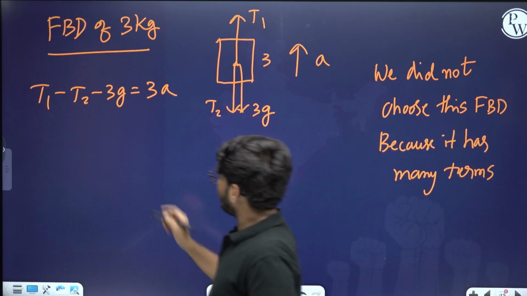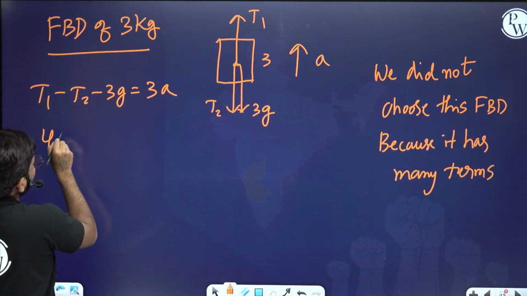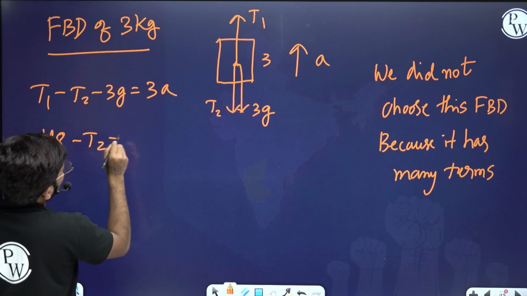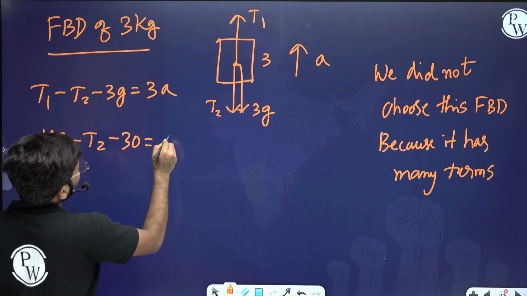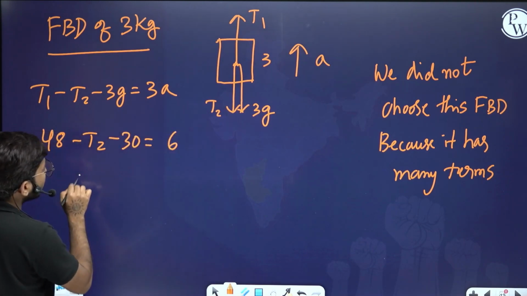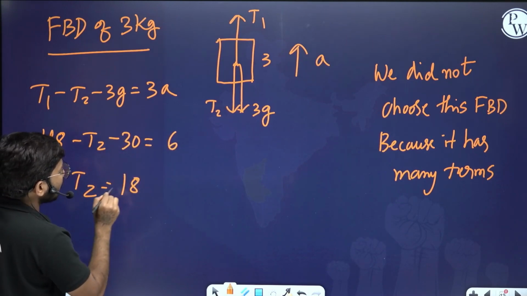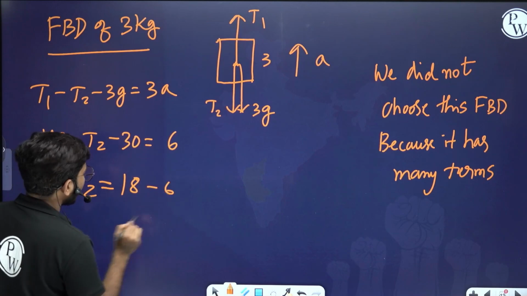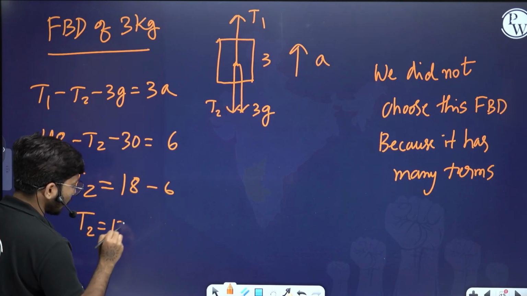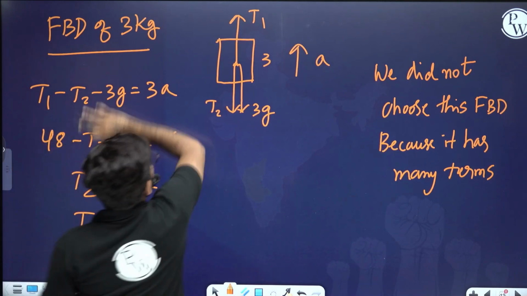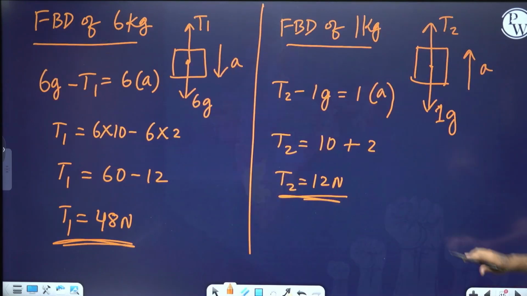So T1 is 48, T2 is unknown, right? Minus 3g which is 30, 3 into a is 6. So T2 is going to be 48 minus 30, it is 18 minus 6. We got the same answer, 12 Newton. But you have to do this much instead of just doing this much, right?